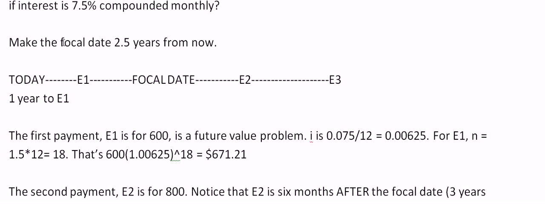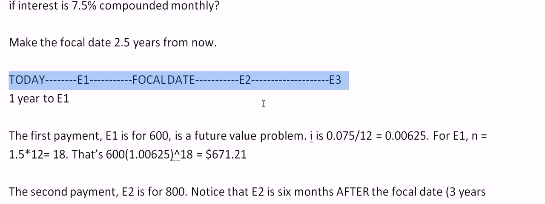So first of all, let's make the focal date 2.5 years from today. That's because we are asked for the equivalent single replacement payment 2.5 years from now. As usual, make some sort of a sketch of the time, and I find it easiest to label each point with E1, E2, E3. It doesn't matter what letter you use, just make sure that when you're doing the calculations you don't mix them up.